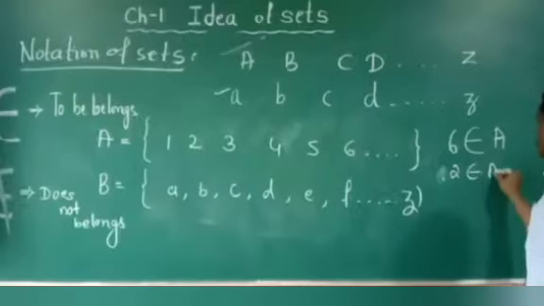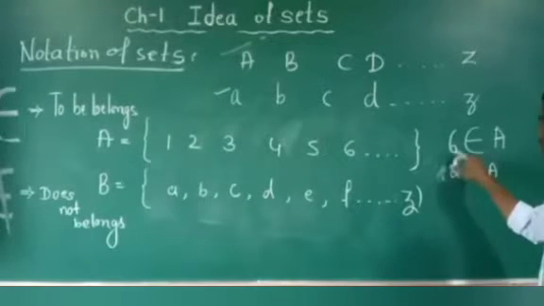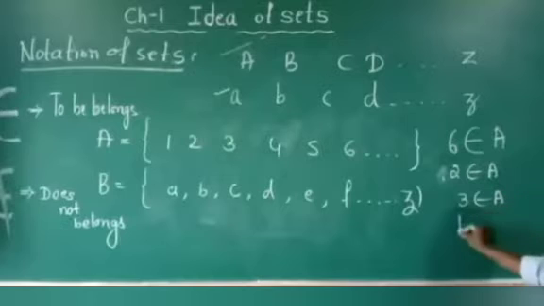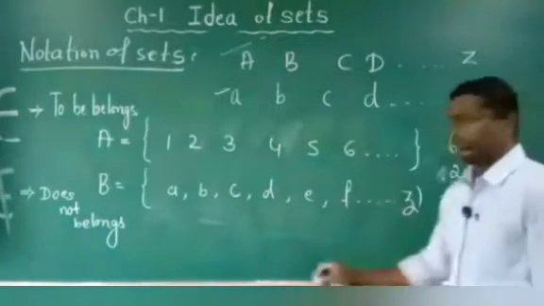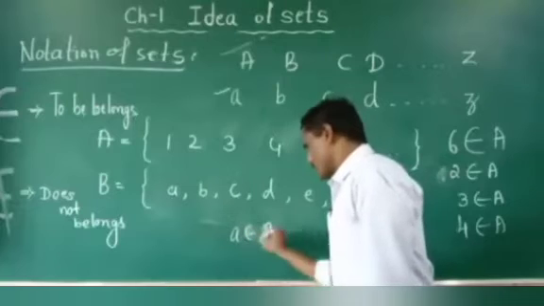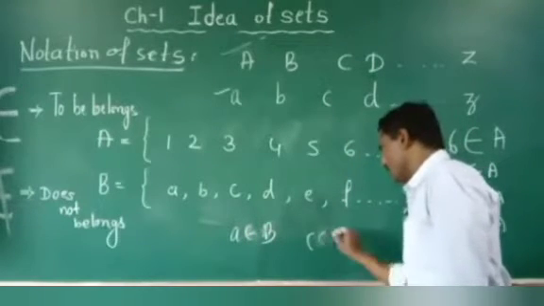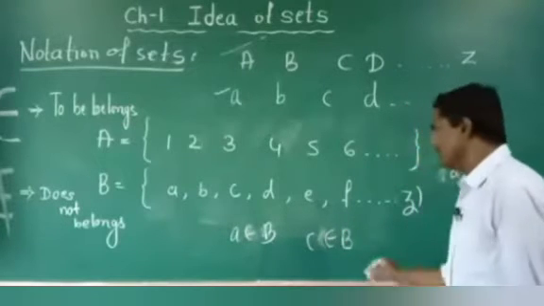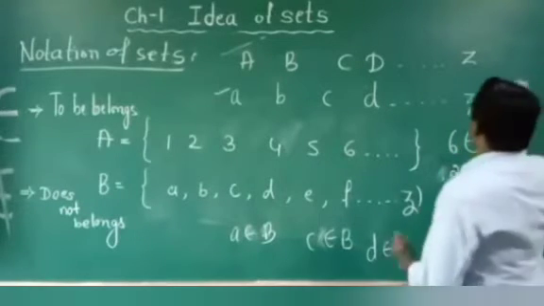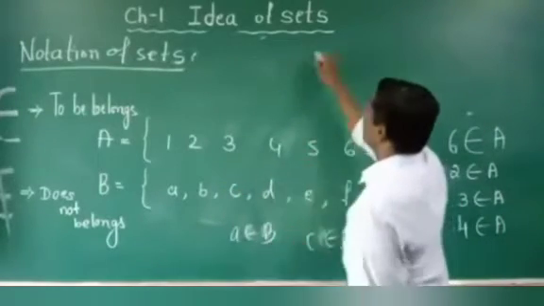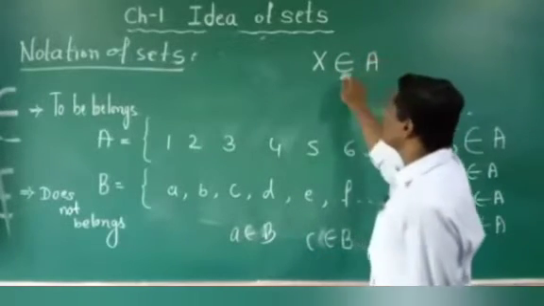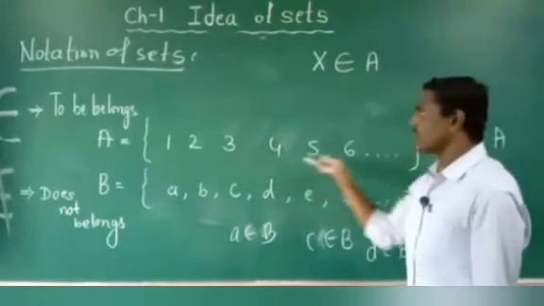2 belongs to A. How can you read this? 6 belongs to set A. 2 belongs to set A. 3 belongs to set A. 4 belongs to set A. Here A belongs to set B. Sorry, set B. A belongs to set B. C belongs to set B. D belongs to set B. But if I take 10, the Roman numeral 10, does it belong to set A? No, because here we are taking Hindu-Arabic numbers.